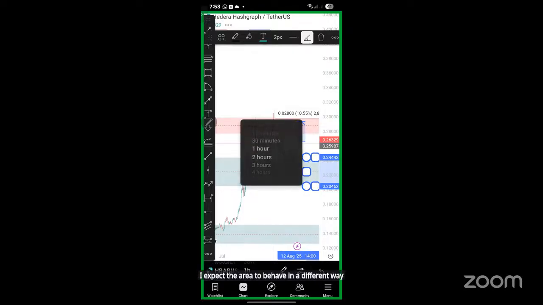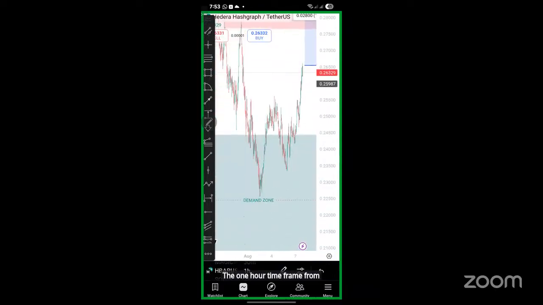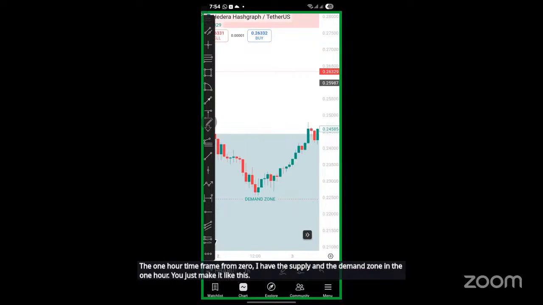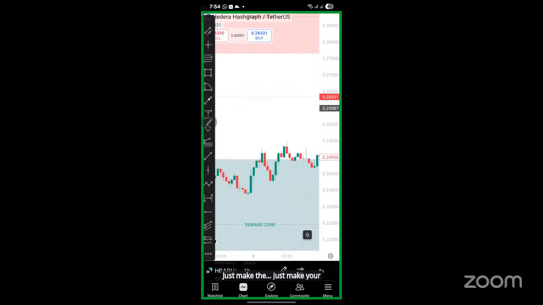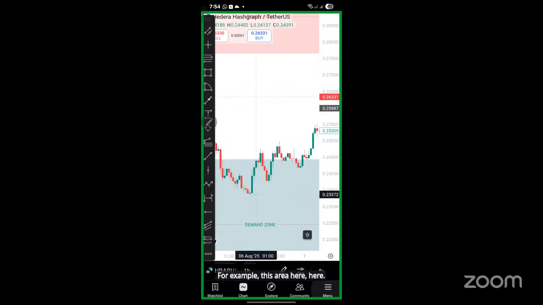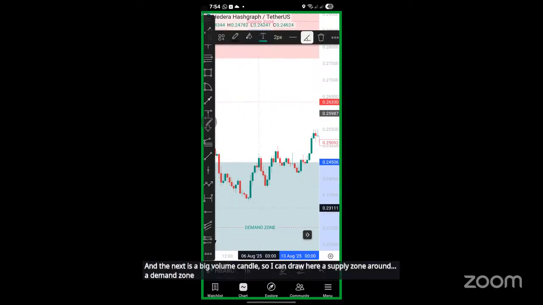So even if I come to the 1 hour time frame, still I have the supply and the demand zone in the 1 hour. You just make your chart clear. For example, this area here, you can see that this is a small candle and the next is a big volume candle. So I can draw a demand zone around here, and you can see price respecting it on the upward side. As simple as that.